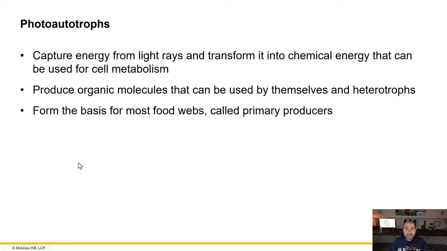So let's bring these concepts together then. What do you think a photoautotroph is? Well, remember, let's break down this term. Photo means an organism that obtains its energy from sunlight, and auto means an organism that obtains its carbon from CO2. So a photoautotroph would be something like a plant or a cyanobacteria or algae, an organism that obtains its energy from sunlight and its carbon from CO2.